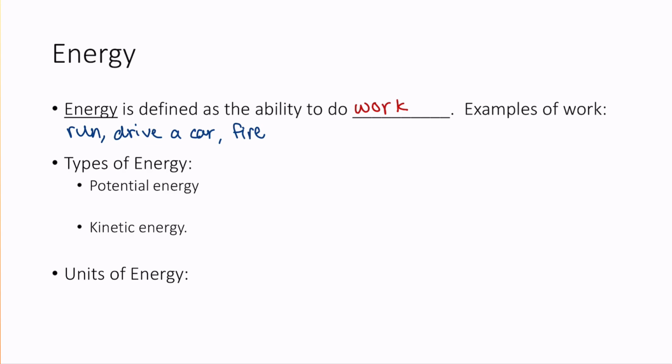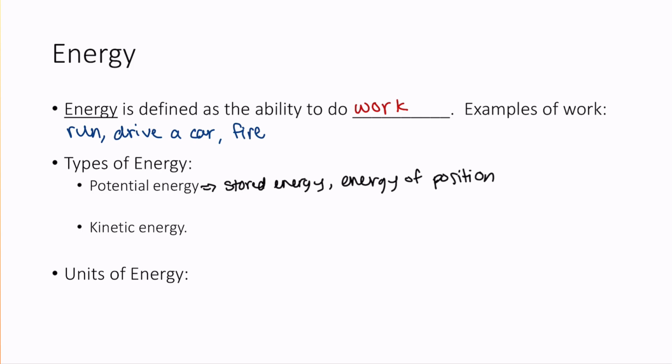In this class, we're going to talk about two types of energy. We're going to talk about potential energy, which you can think of as stored energy. Sometimes you'll hear it referred to as the energy of position. And potential energy is exactly what it sounds like. It has the potential to provide energy, but it hasn't yet, if that makes sense.